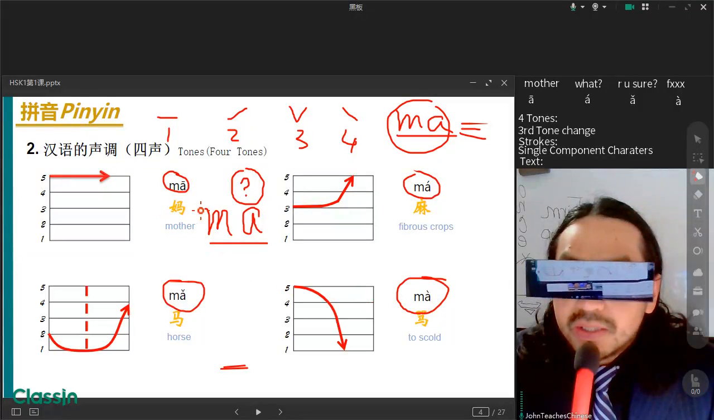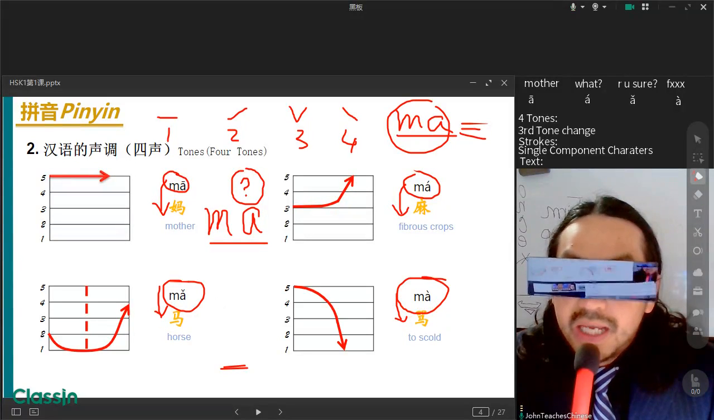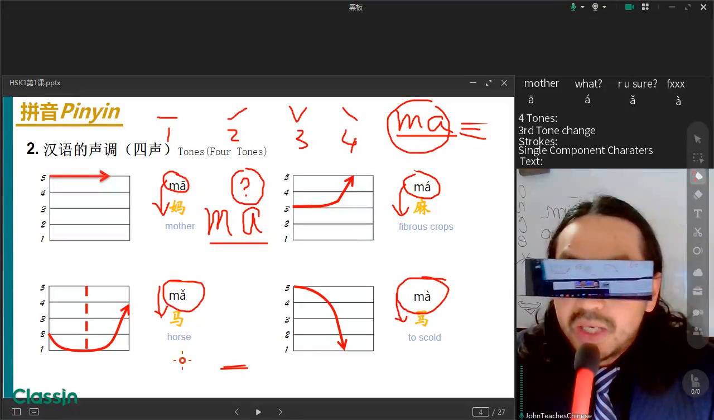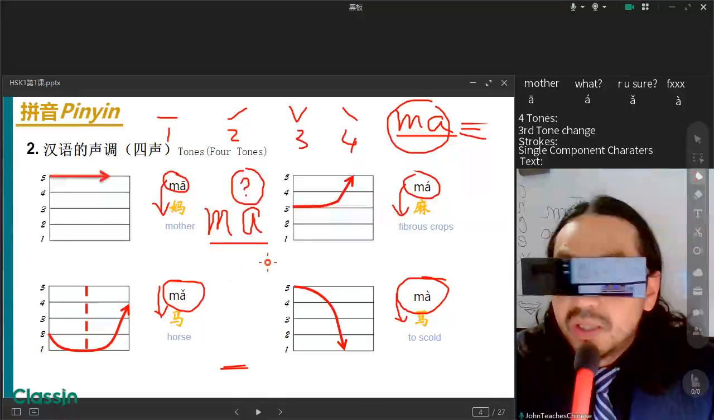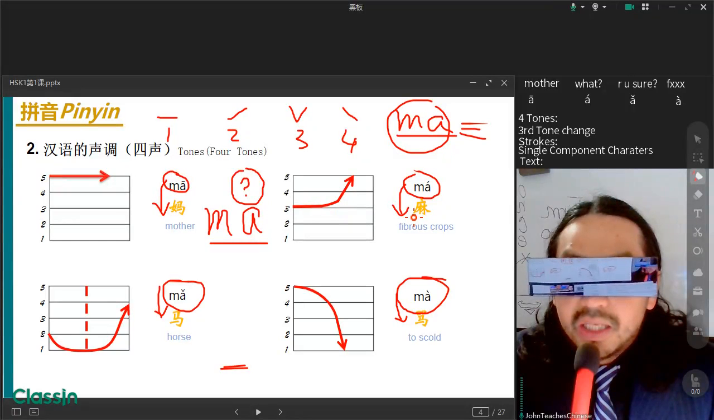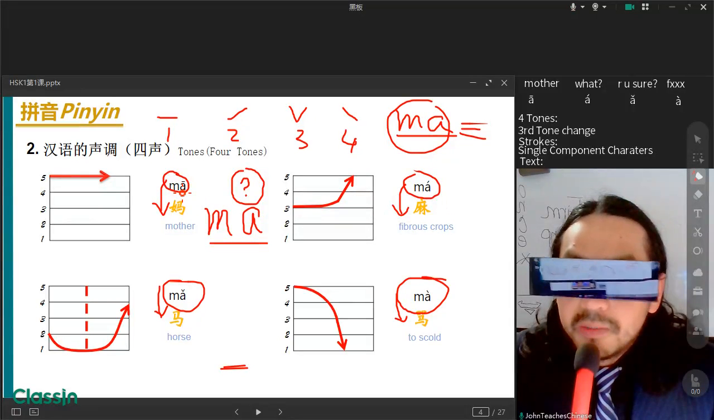As you notice, the four tones match four totally different Chinese characters, and the meanings are also totally different. Mother, horse, hemp, to scold or abuse. Yes, in Chinese, we differentiate our words or sounds in this way. Ma, ma, ma, ma.